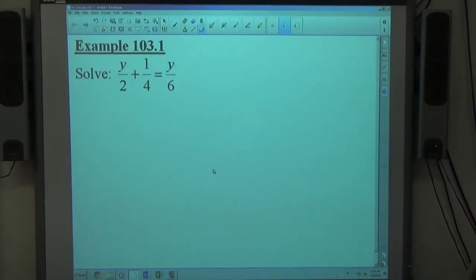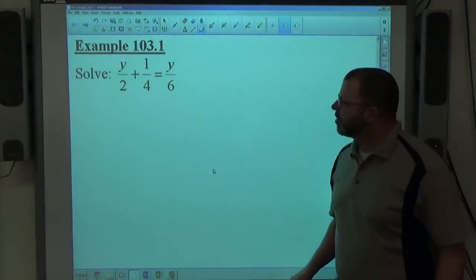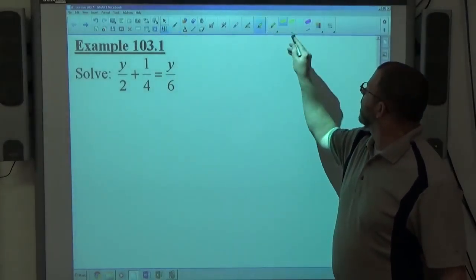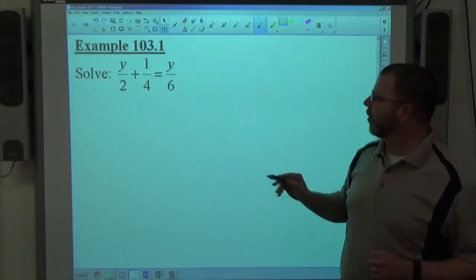Okay, example one's purpose is just to refresh your memory on a skill you already have. We did this a while back. It's called a rational equation. It's got fractions, it's got an equal sign, and most of you are already doing this. Some of you still are not liking to do this for whatever reason.